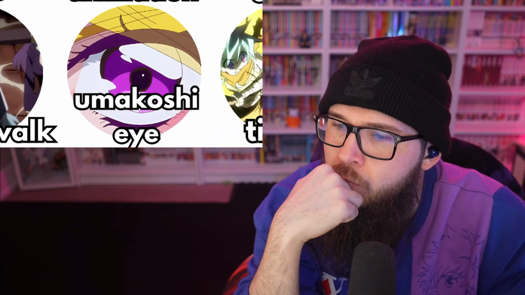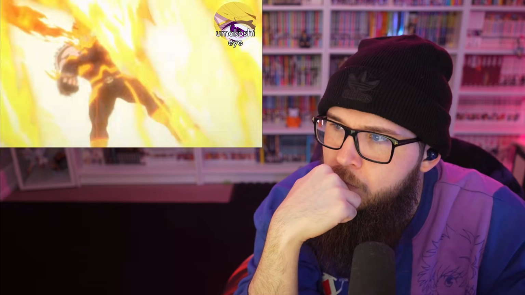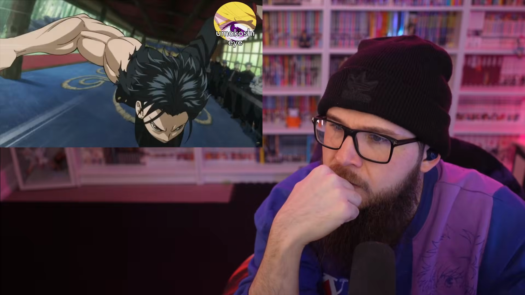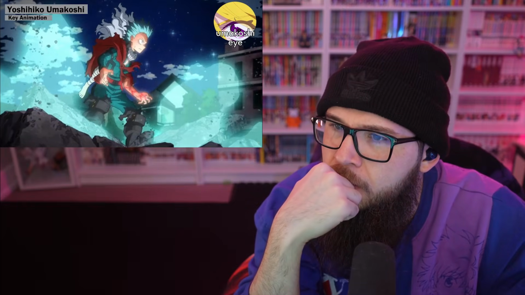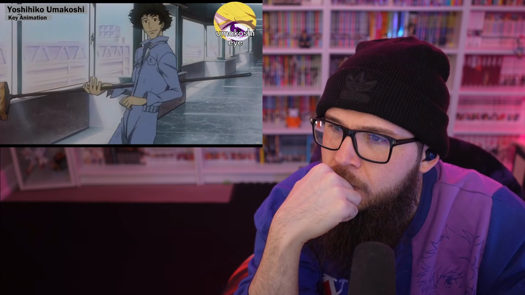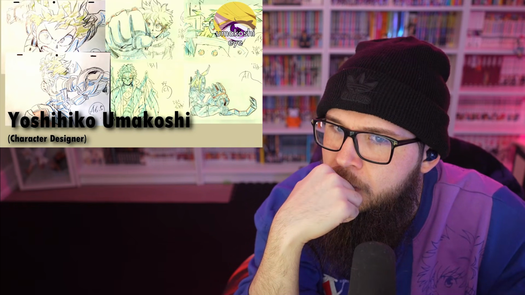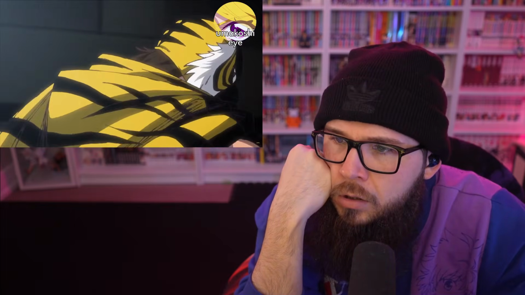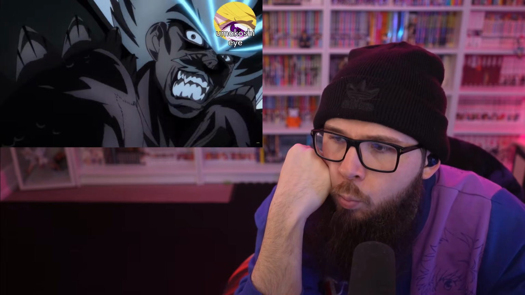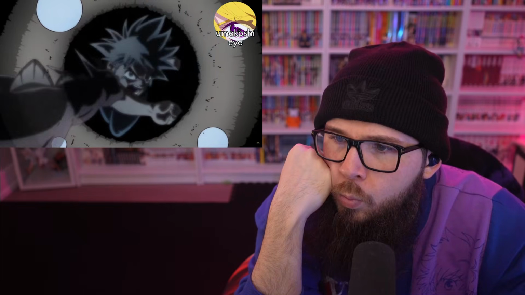Umakoshi eye is a structure of a cut that gives a lot of emphasis on the eye. You usually can zoom into the eye in various angles. It was made by Yoshihiko Umakoshi, a veteran animator, and now he's mostly known for being the character designer in My Hero Academia. It's a quite common storyboarding technique, or it could be the animator that adds the Umakoshi eye. Usually it's used for when some sort of projectile, maybe like a laser.